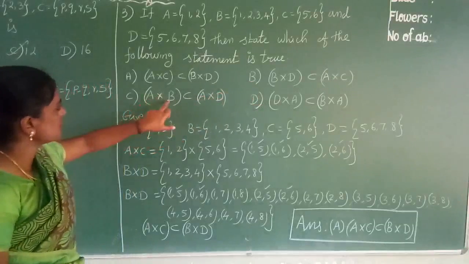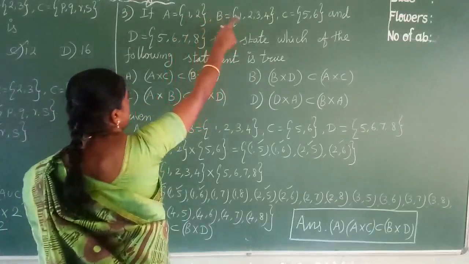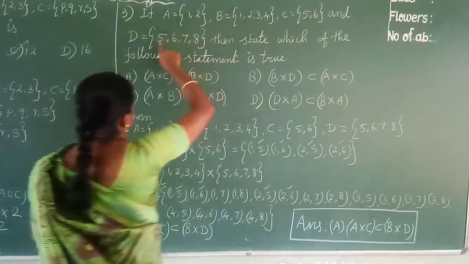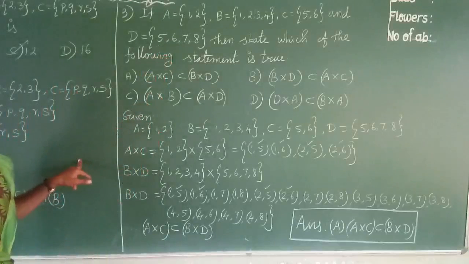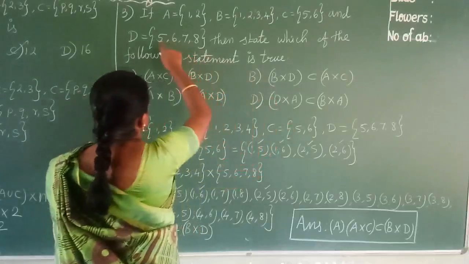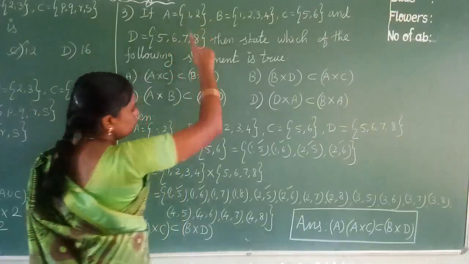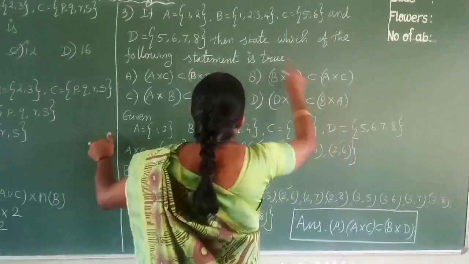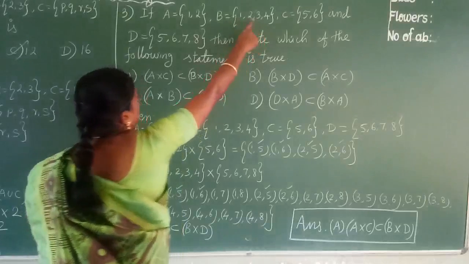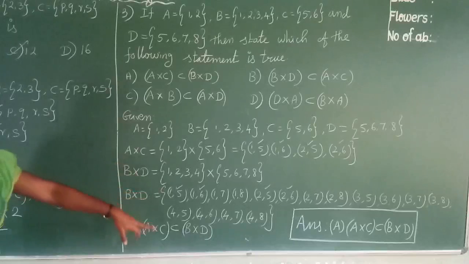Next A cross B. You see that in A cross B the first ordered pair is 1, 1. But in A cross D it is 1, 5. So that one does not belong. Next D cross A, which also has 5, 1, first one 5, 2. Check B cross A: 1, 1. Here there are no elements 5, 6, 7, 8. So definitely it does not belong to the answer.